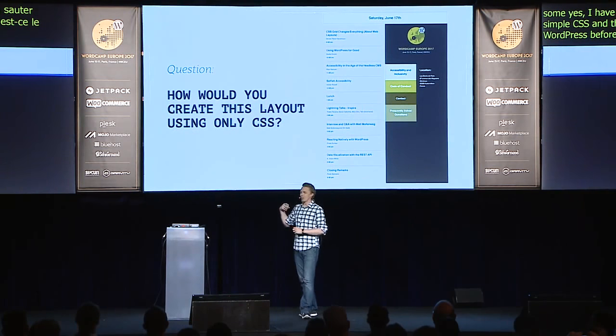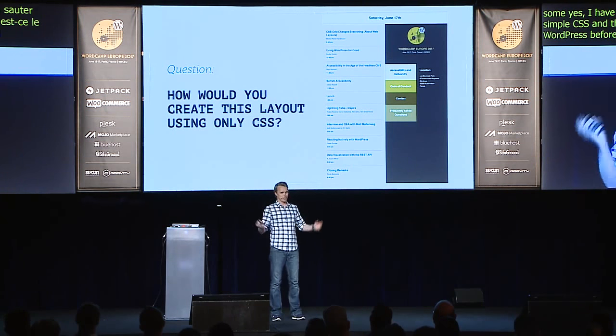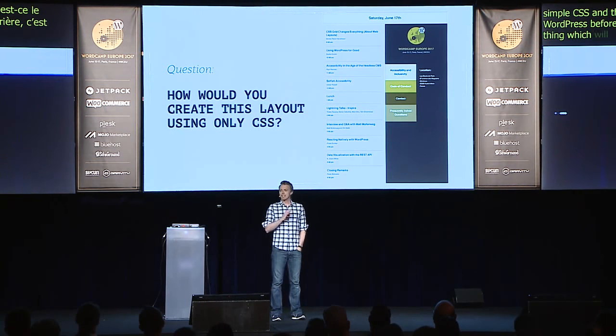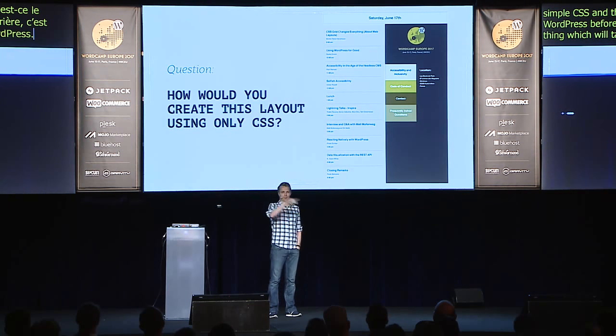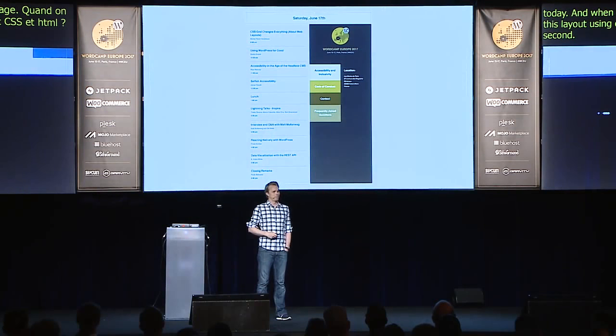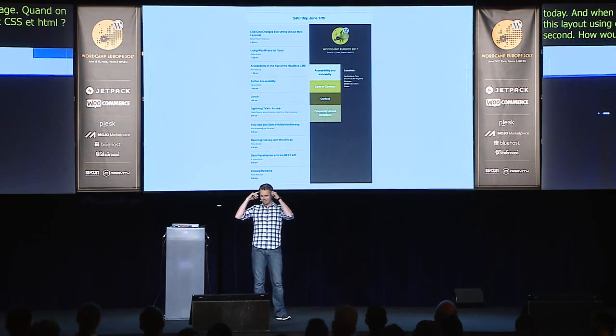So instead of going through the entire WordPress theme, which will take way too long, I decided to make a slightly simpler example. So I made this little web page for the room we're in. This is the speaker track for today. And when you look at it, I want you to think about how you would make this layout using only HTML and CSS. No frameworks, nothing else. Just look at it for 1 second. How would I mark this up? All right? Here it is.